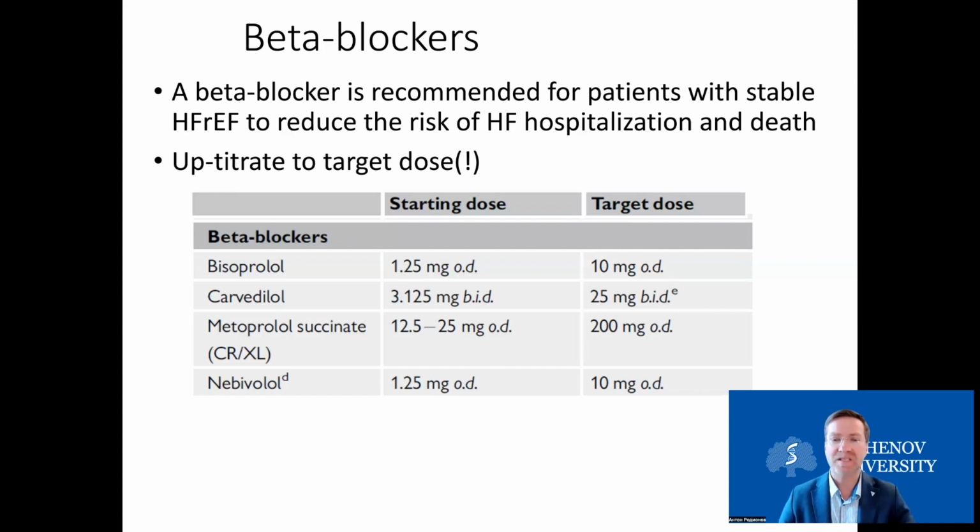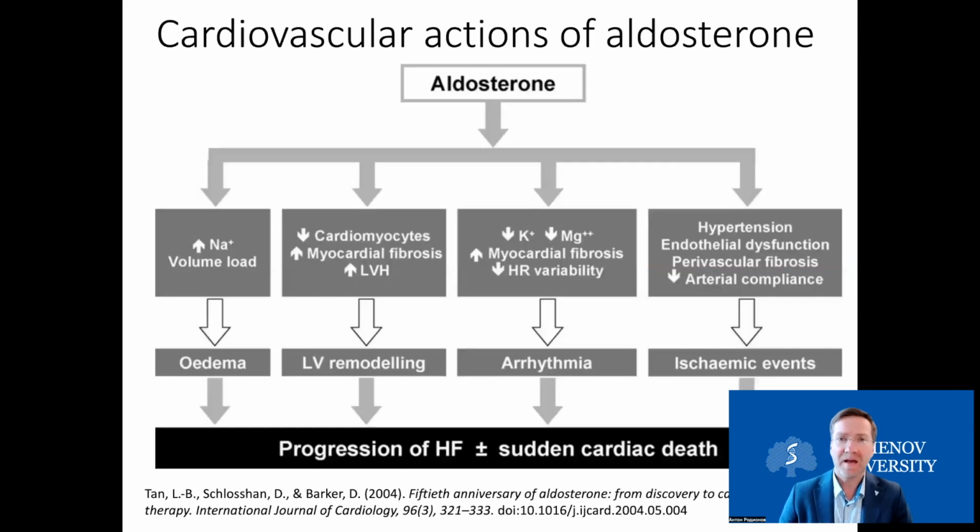So starting doses are very low, and then we slowly up-titrate doses of beta blockers up to target doses. A third group is aldosterone receptor blockers, and let's talk about cardiovascular actions of aldosterone excess.